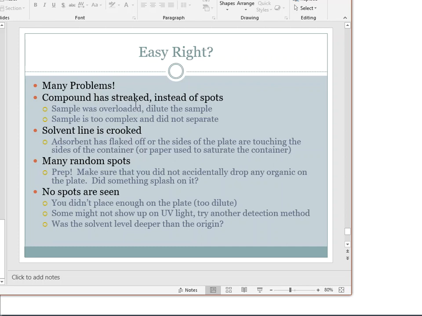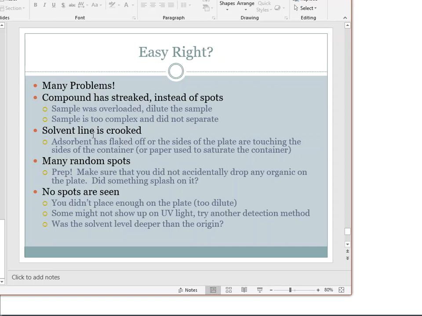Another thing, if it's streaked, that could mean that your sample is too complex. You've got multiple components on the inside, and those components need to separate off, and you're just not giving it enough time to do so. You need to choose bigger plates, different mobile phases, different stationary phases, you name it, you probably need to change something. The next, what if the solvent line is crooked?